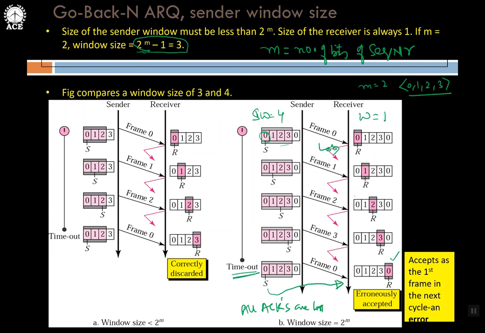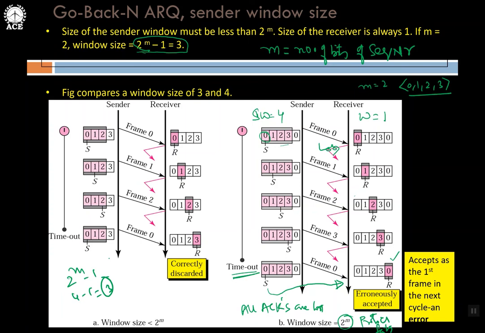Now it has slid from 3 to 0, it is expecting the new frame 0, but the old frame 0 comes, and it is erroneously accepted by the receiver. Why? Because it has lost all the acknowledgements. So this is a problem. The receiver thinks this is a new frame, but actually it is the old frame, and the protocol fails. So if I use a sender window size of 2 power m, the protocol fails.